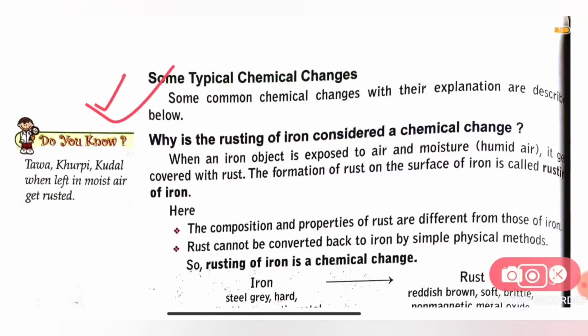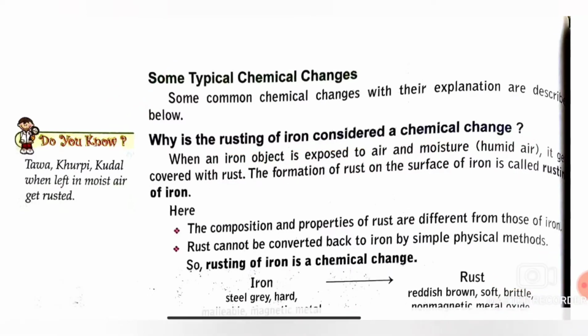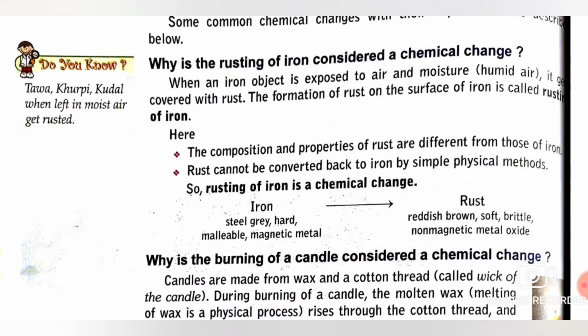First of all we will discuss the rusting of iron. Why is rusting considered to be a chemical change? Now at first you have to know what rusting is. Basically, when we expose iron to moist air, it gets covered with some reddish brown particles, and those reddish brown particles are called rust.